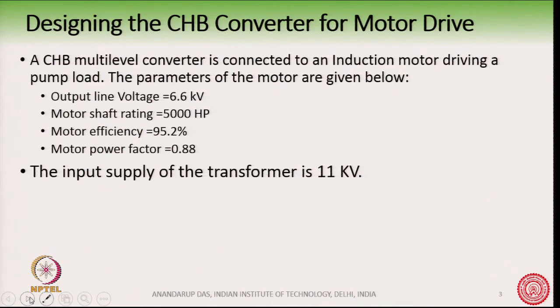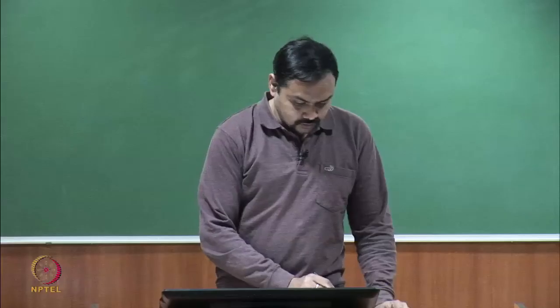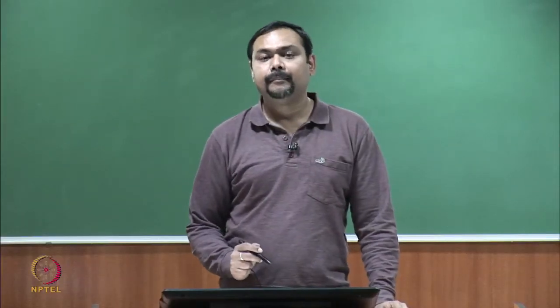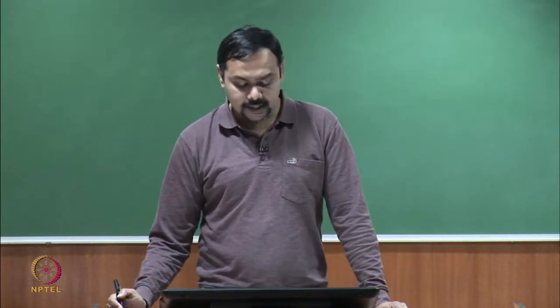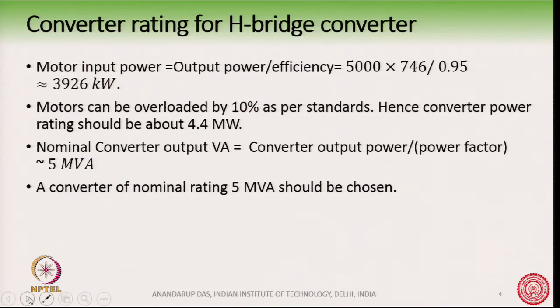And so, the parameters of the motor are given as something like 6.6 kV and 5000 HP with an efficiency of 95.2%, and the motor power factor is 0.88, and the input supply to the transformer is 11 kV. So, these are some of the data given. So, the first thing is to find out the converter rating. So, how can we know the converter rating?